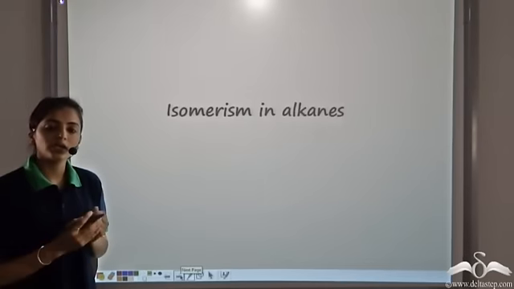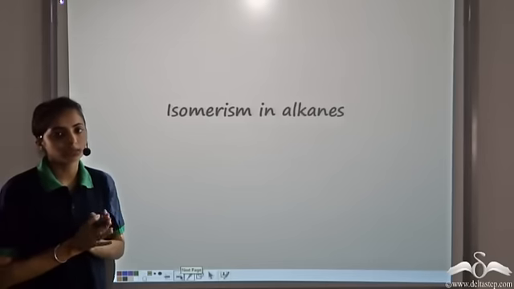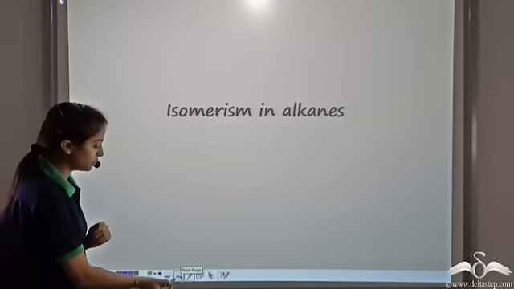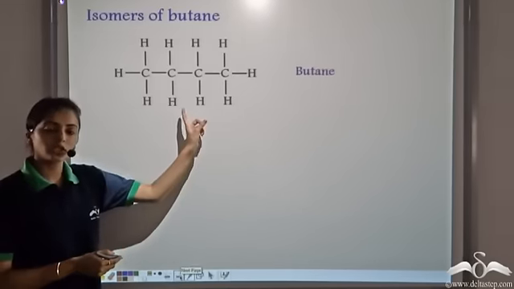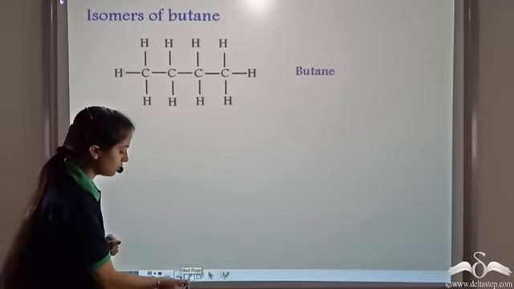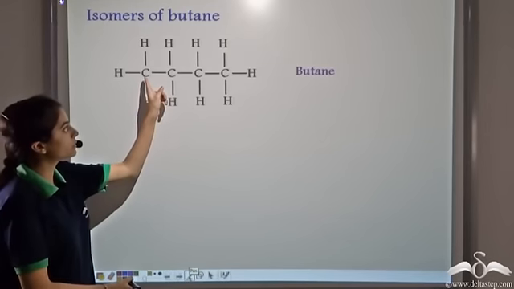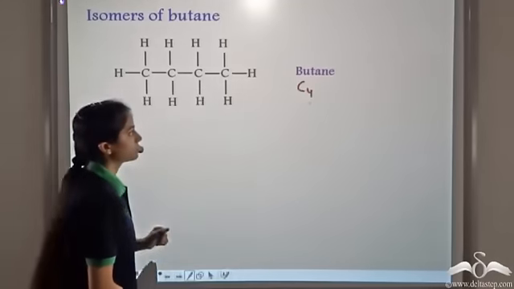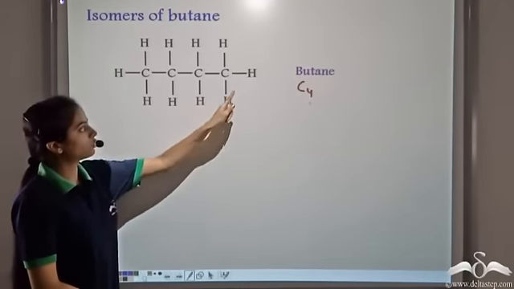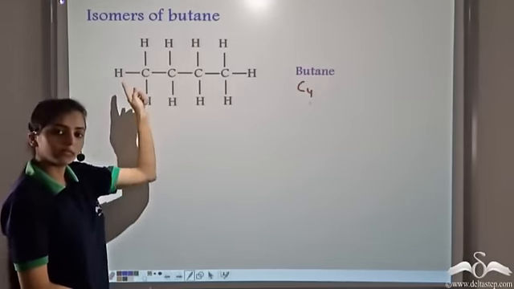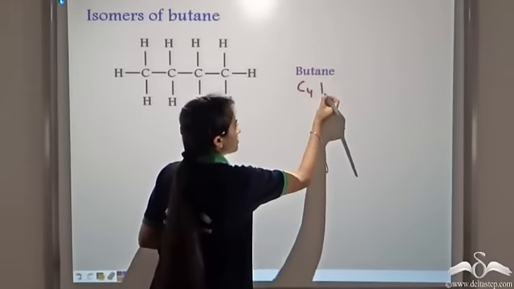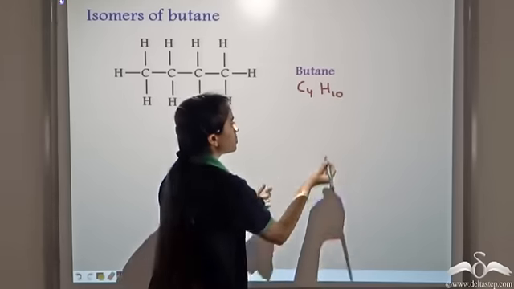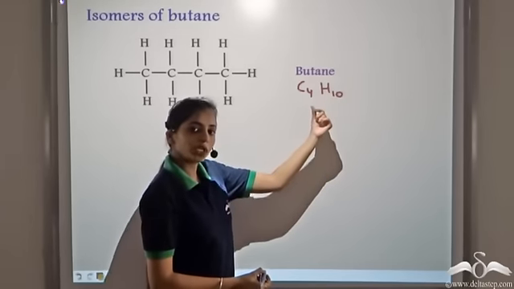Now let's look at the type of isomerism which is possible in alkanes. Let's look at butanes. This is the structural formula of butane. If we count the number of carbon atoms, we get 1, 2, 3, 4. And there are 10 hydrogen atoms. So this is the molecular formula of butane.